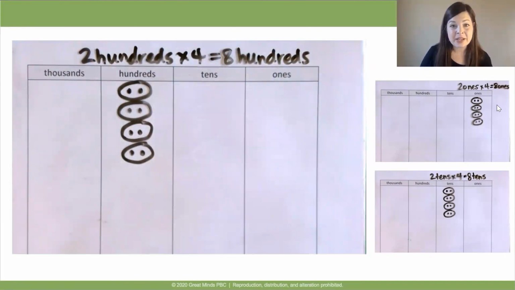Now let's think a little bit about what we just did. What do you notice about multiplying 2 hundreds times 4 as compared to multiplying 2 tens times 4 or 2 ones times 4? Pause the video to talk out loud about what you notice. You may have noticed that there are the same number of place value discs each time we multiplied. There were 4 groups of 2 units. But the value of the place value discs were different, and so the products were different.